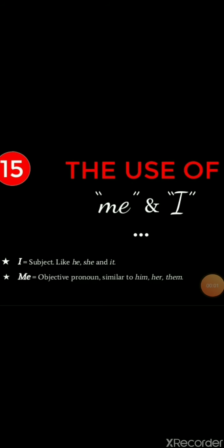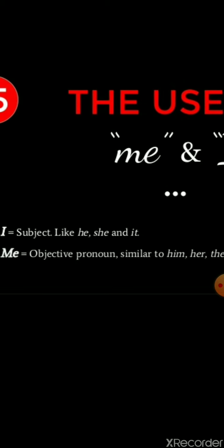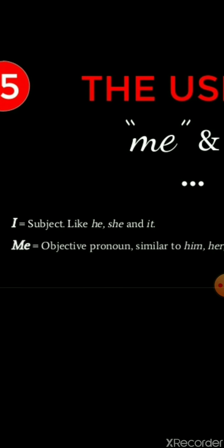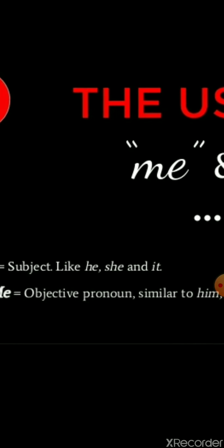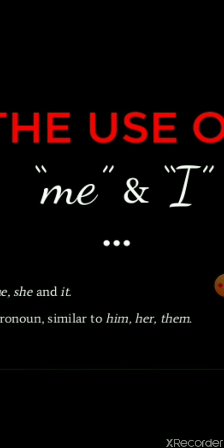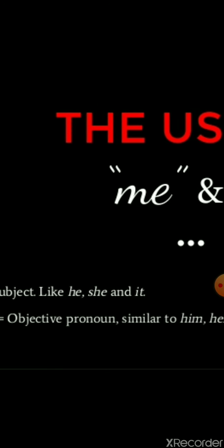Yes, a very important rule: the use of me and I. Students always get confused about where I and me are to be used. Now look at I. It's a subject like he, she and it. Direct subject. Me, it's an objective pronoun similar to him, her, them. See, if he is there, then against he, him will come. If she is there, against she, her will come. In the same way, if I is in the sentence, against that, me will come. Means it's a similar objective and subjective difference. Objective pronoun, subjective pronoun. Okay?